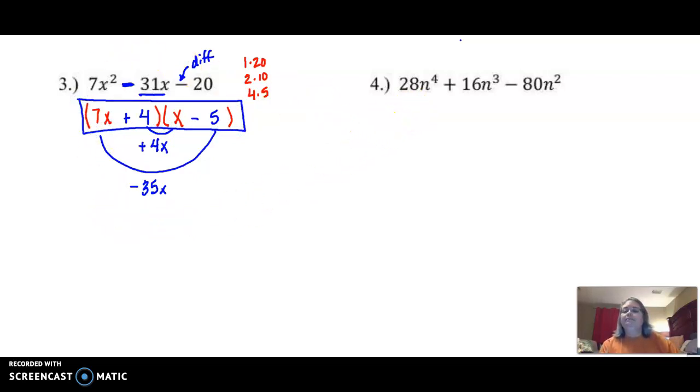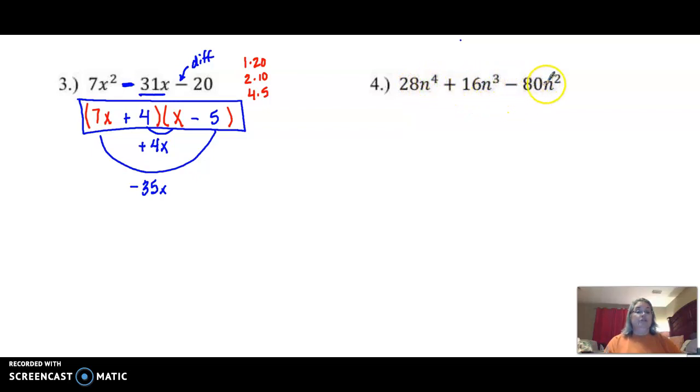We keep going. I'll go a little bit faster for some of you. This time we have 28n to the fourth plus 16n to the third minus 80n squared. So first, we hadn't really looked at it before because notice we had no common factors. But here, notice I have some things that will go into all three of these.